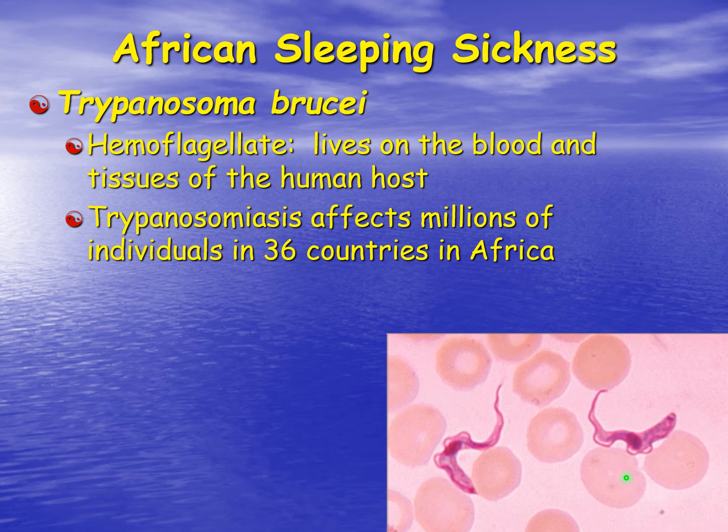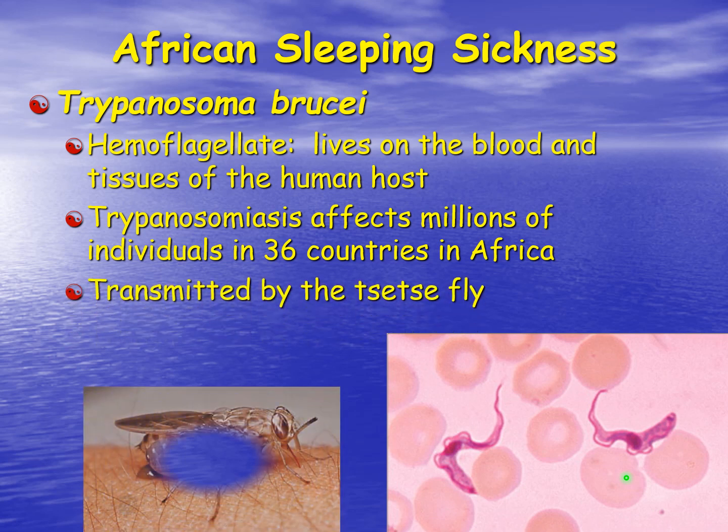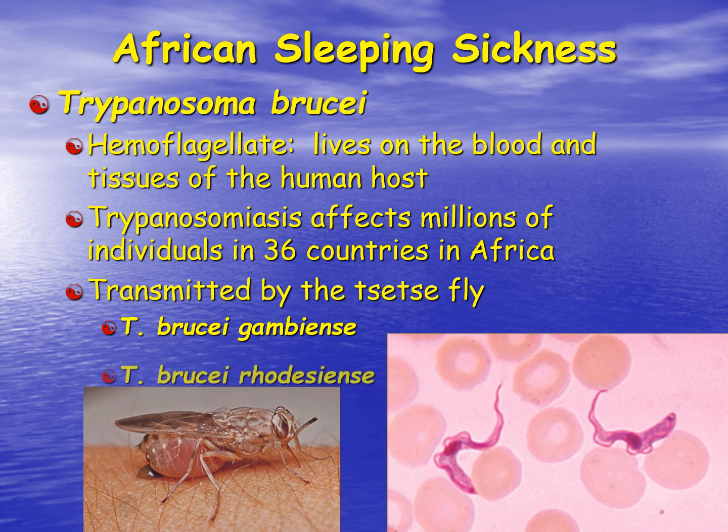Trypanosomiasis affects millions of individuals in over 36 countries, primarily in Africa. It is transmitted by a specific vector known as the tsetse fly, and that's this little fly right here. It's actually a fairly good sized fly. It can measure half an inch to almost an inch long. Trypanosoma brucei gambiense and Trypanosoma brucei rhodesiense are the two most common strains that we see causing African sleeping sickness.